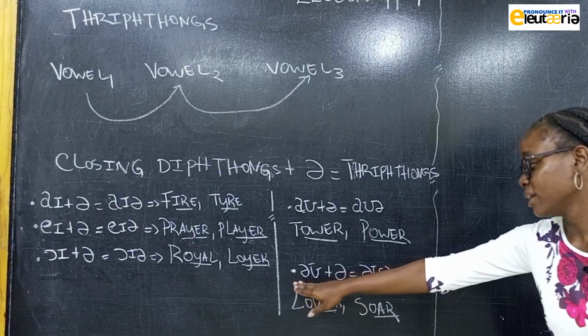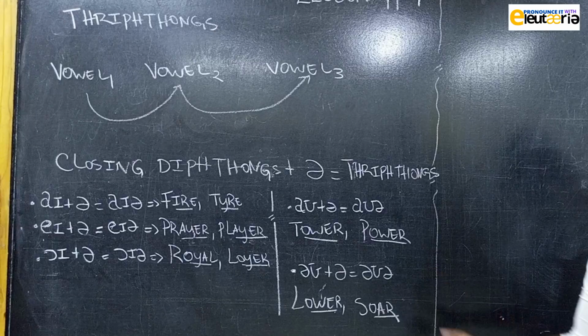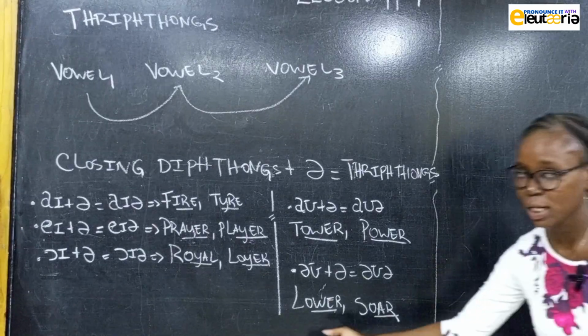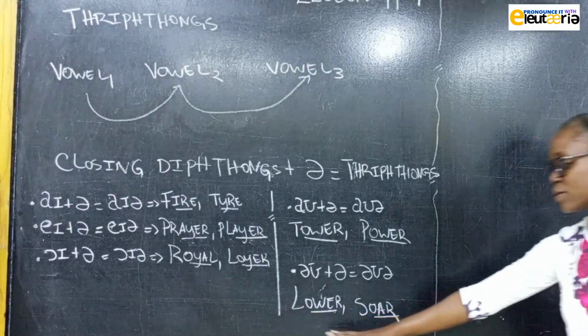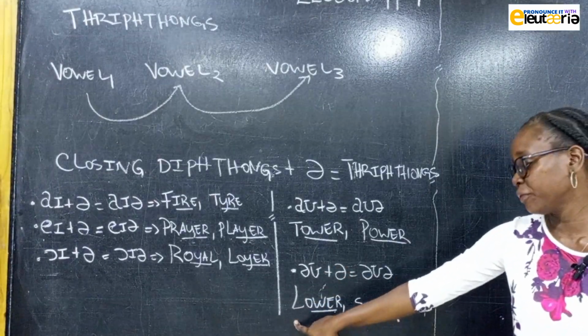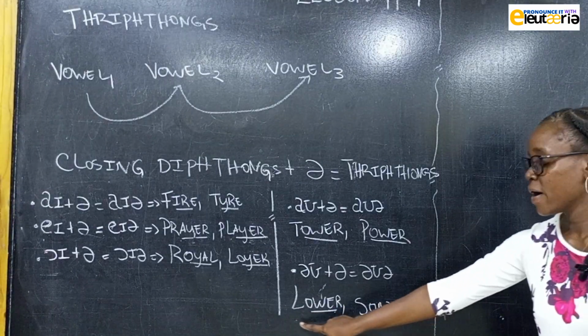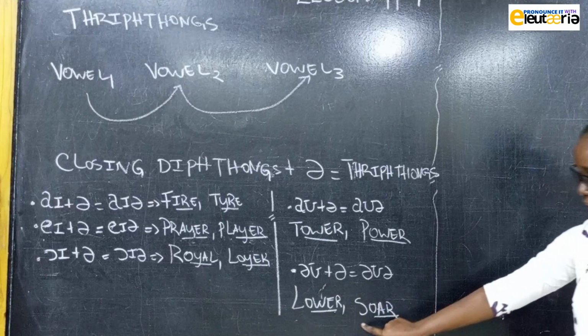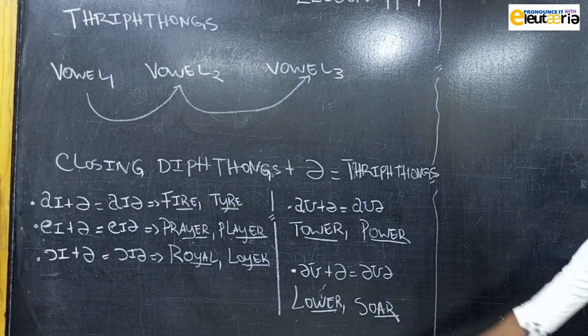And we have finally the triphthong owa. We find it in words like lower and so-a. Lower, so-a. Right after the sound la, we find the sound owa. Lower, lower. And here, so-a.